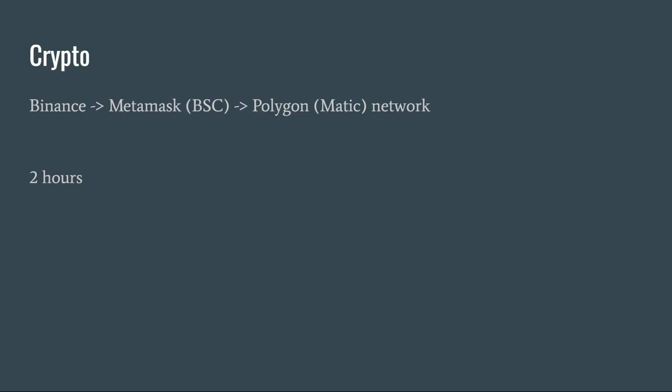On the crypto side of things, I actually found it quite difficult to get from Binance, which is my kind of mainstream crypto website, and transfer that into MetaMask on the Binance Smart Chain or BSC network, and then transfer that over to the Polygon network. I just found that quite difficult, and it wasn't particularly intuitive for me. So it took me actually 2 hours, whereas purchasing the ETFs didn't take very long at all, only 20 minutes.